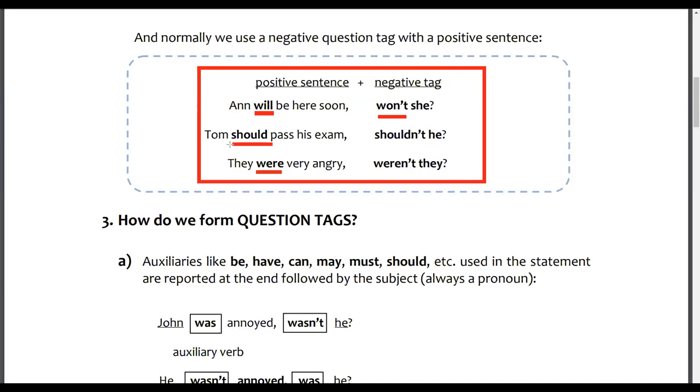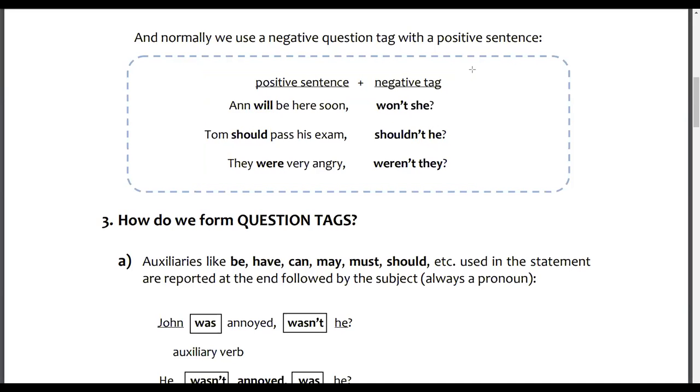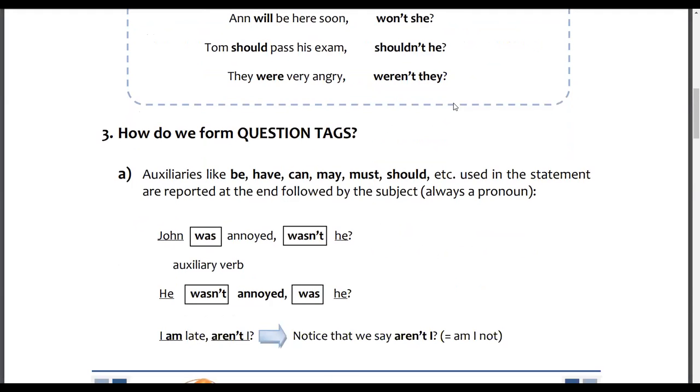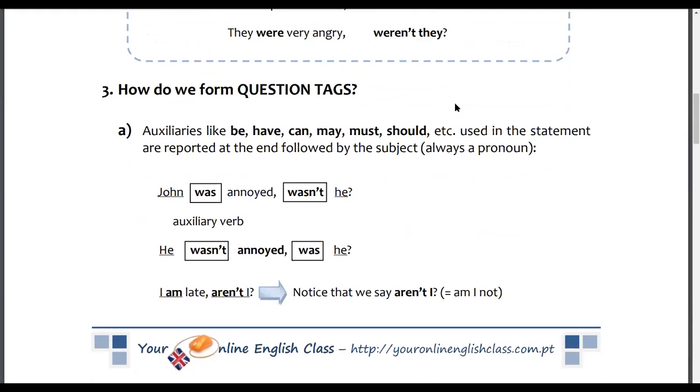So here we have Tom should pass his exam. Shouldn't he? Well, he should because, of course, he is a student and he should be studying. So that's the reason why. But anyway, there you go. They were very hungry, weren't they? Weren't they? Yes. Remember the intonation for the question tag. That is very important. Okay. So that was a little bit about how we go to the opposite from positive to negative and from negative to positive for question tags.